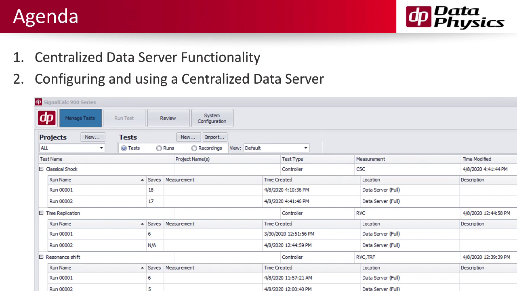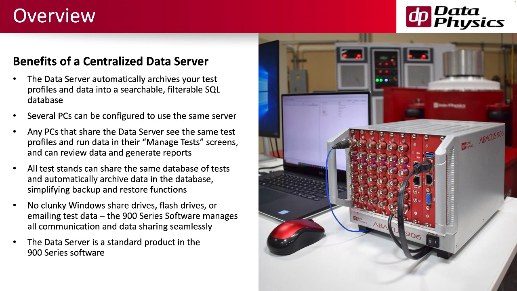So before I jump into the benefits, I'll talk a little bit about the motivations for using a centralized data server. We've found over the years that users spend a significant amount of time organizing and archiving their data so that it can be accessed by everyone at their organization, managers, lab operators, or in the office at your desk, and also trying to make sure that it's archived in a way that it can be easily searchable, or easily recalled at a future date if need be. So the 900 series software includes a very elegant solution to this problem and adds quite a bit of functionality at the same time.